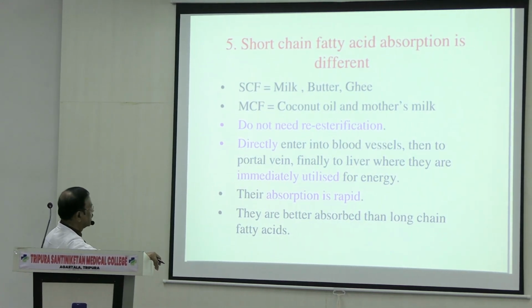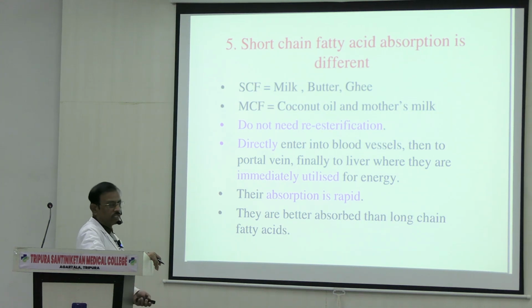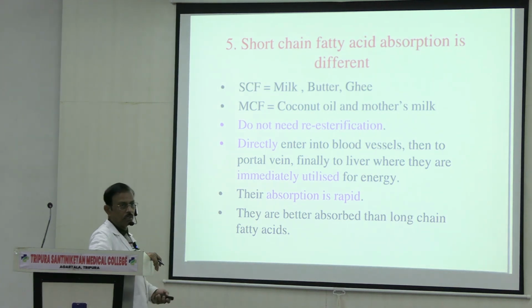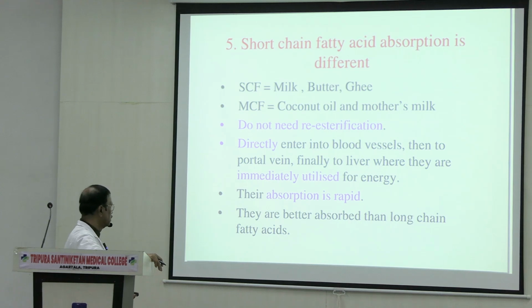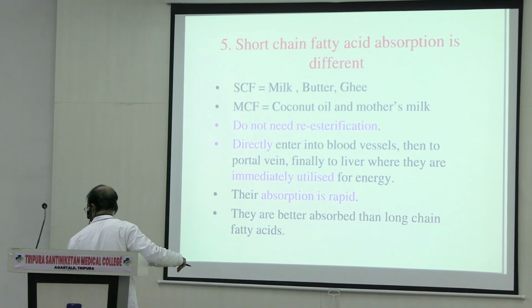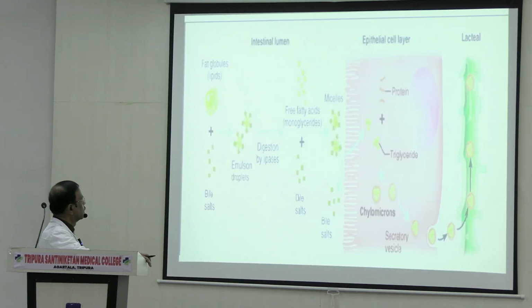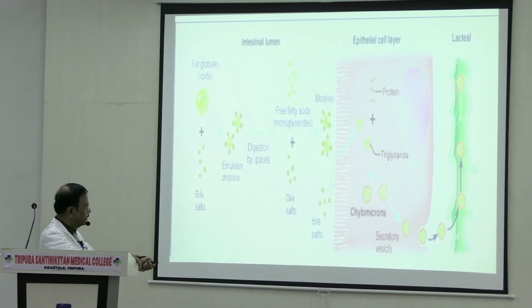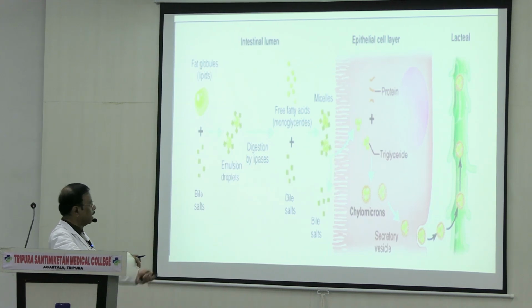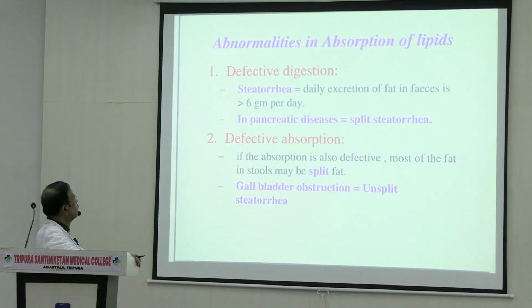These fatty acids do not need re-esterification. They directly enter into the blood vessel, then the portal vein, finally the liver, where they are immediately utilized for energy. Their absorption is rapid, no extra thing is required. They are better absorbed than long chain fatty acids. And here is also a picture of how the chylomicrons are formed and transported in the lacteals.